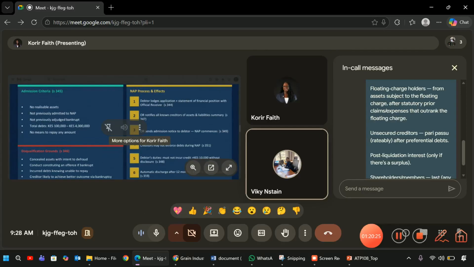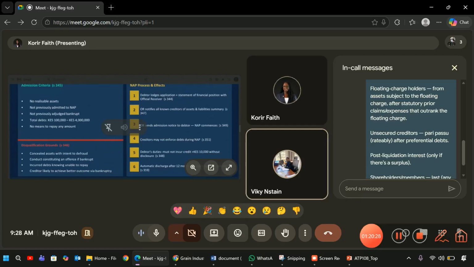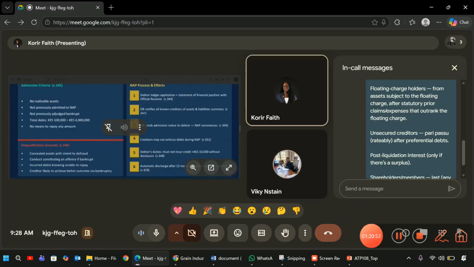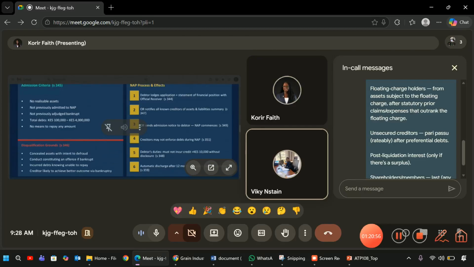So there is a process and defects that Ringera had tried to project. If you look at number 1, the debtor lodges an application plus statement of financial position with the official receiver, pursuant to section 344. 2, the debtor may also notify all known creditors of assets and liabilities summary, pursuant to section 347, or the debtor may send admission notice to debtor. Hapo sijaelewa. Send admission notice to debtor, NAP commences. Ama ni to creditors. I believe hapo alimaanisha to creditors.